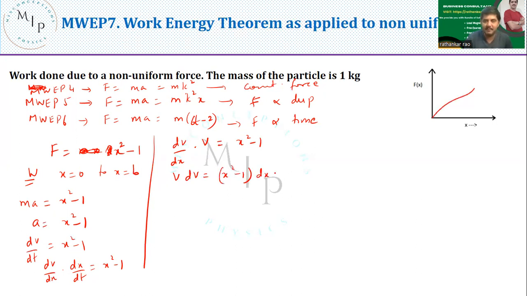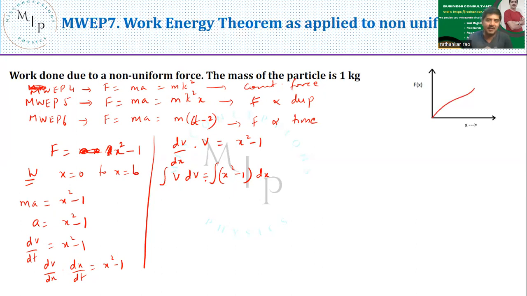into dx. I said that the particle starts from rest at x equal to 0 and goes to x equal to b. Now you see the variables here are separated. Now we need to integrate this. How do I integrate? Put an integral sign on both the sides. That's it. Nothing else. Nothing special.